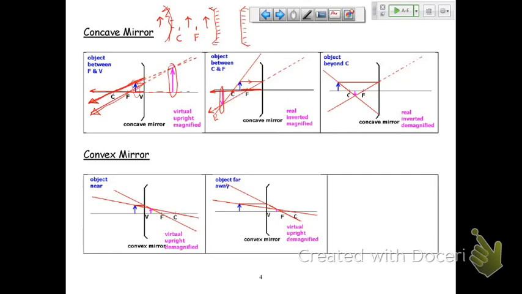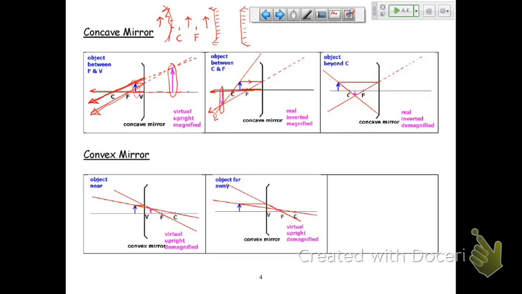Do images only form when two rays cross? They're formed at that point, yes. Because if the mirror's doing its job, it takes rays from the top of the object and takes them to the top of the image. So if I take two different rays, where they cross must be where my image is, because they're never going to coincide again. So this is real. It is inverted, upside down, and it's also still magnified.